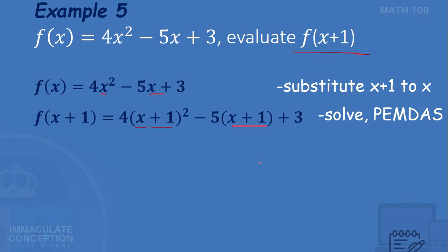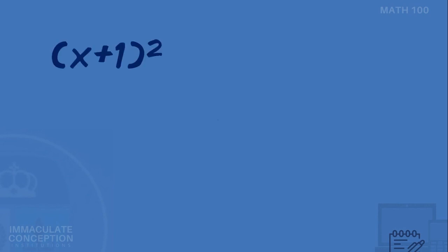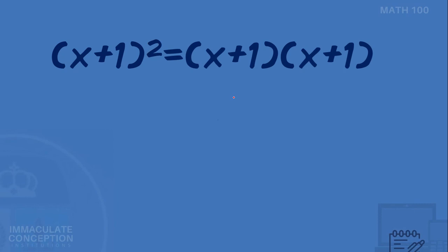Again, we need to apply the PEMDAS. So we will evaluate first x plus 1 to the second power. x plus 1 to the second power is equal to x plus 1 times x plus 1. In this given problem, we will apply the FOIL method. FOIL pertains to first, outer, inner, and then last. So that is the procedure in multiplying a binomial to another binomial.